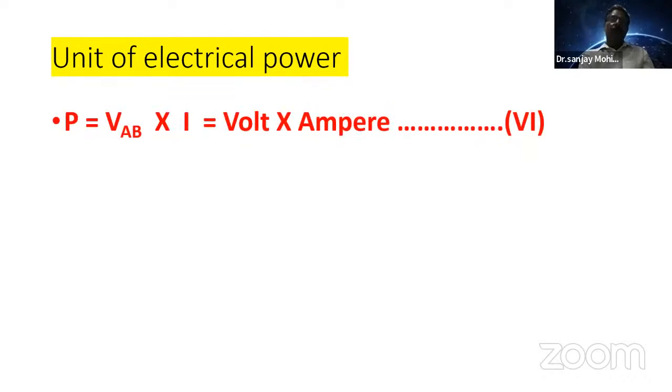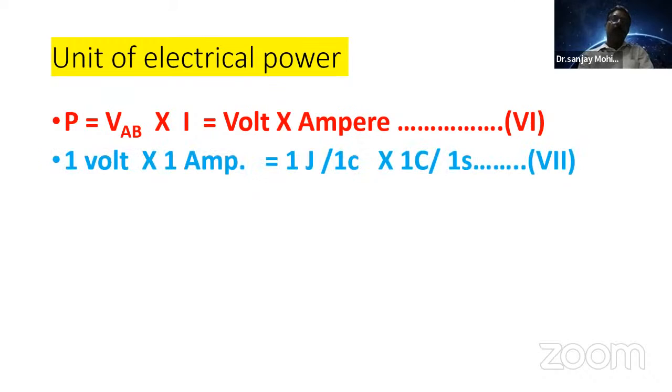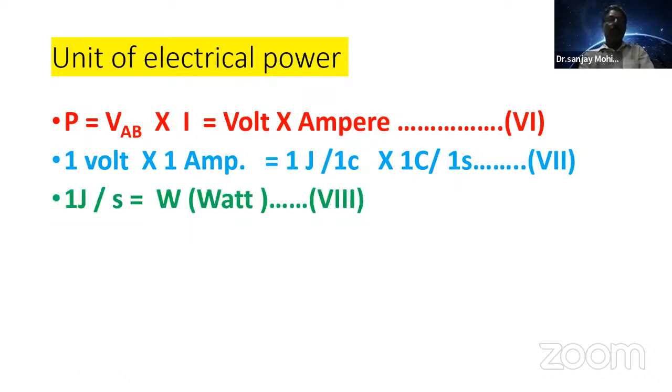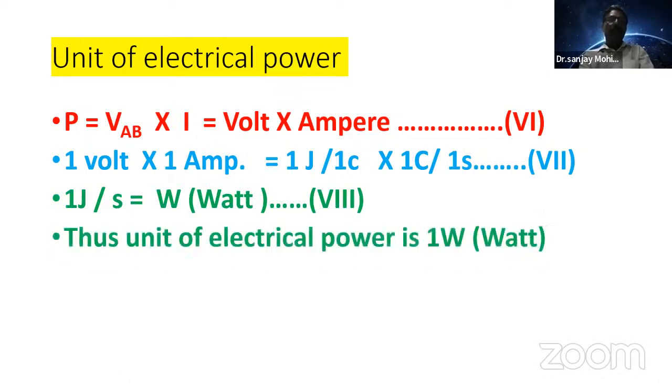So basically in chapter number 3 of electric current, the unit of electrical power is P is equal to V into I, where the potential difference is measured in volt and the current in ampere, which can be denoted by 1 joule per 1 coulomb into 1 coulomb per 1 second, and 1 joule per 1 second is equal to 1 watt, and therefore the unit of electrical power is watt. That is what we call 1 watt.